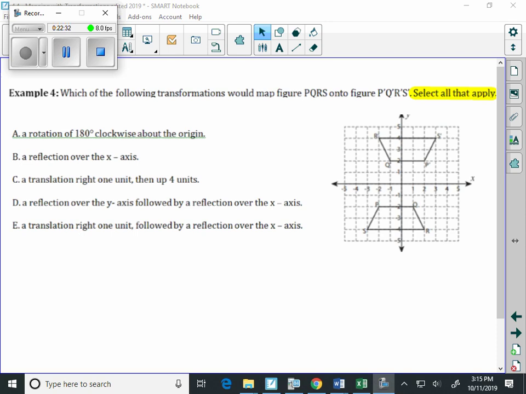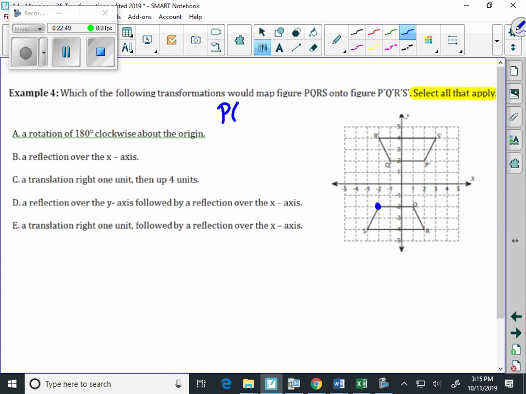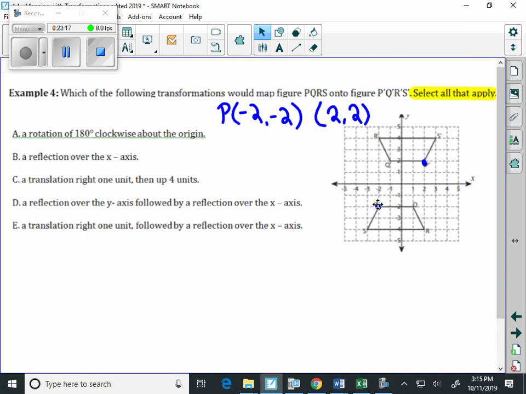But as we take a look at our first one, it says a rotation of 180 degrees clockwise about the origin. Well, let's just start with one of the points of P. And P has an ordered pair of negative 2, negative 2. And when we're rotating it 180 degrees clockwise, that's no flip, change both signs. So we get 2, 2. So when we come over here and look at this, we go 2, 2, and sure enough, that's a point. So we're starting off good there, but the test is tricky sometimes, and it might try to trick you, so we have to check a couple more points.